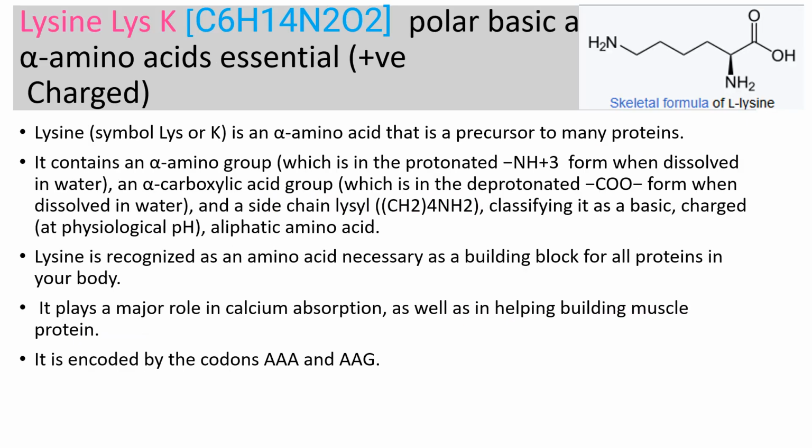Lysine, Lys, K, C6H14N2O2, polar basic alpha amino acid, essential. These are positively charged. Lysine is positively charged. Lysine, the symbol is K, is an alpha amino acid that is a precursor to many proteins. Its alpha amino group is present in protonated form, its carboxyl group is present in deprotonated form, and it has a side chain of lysyl (CH2)4NH2, classifying it as basic charged at physiological pH. So this is an aliphatic amino acid. Polar basic aliphatic alpha amino acid, which is essential and positively charged.